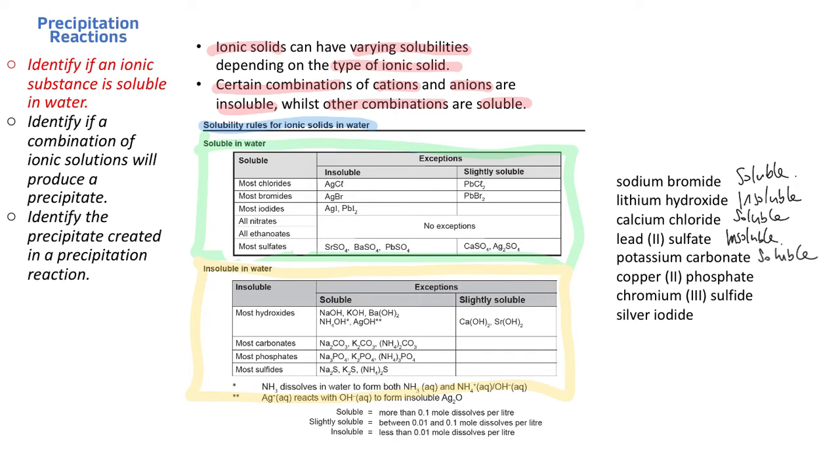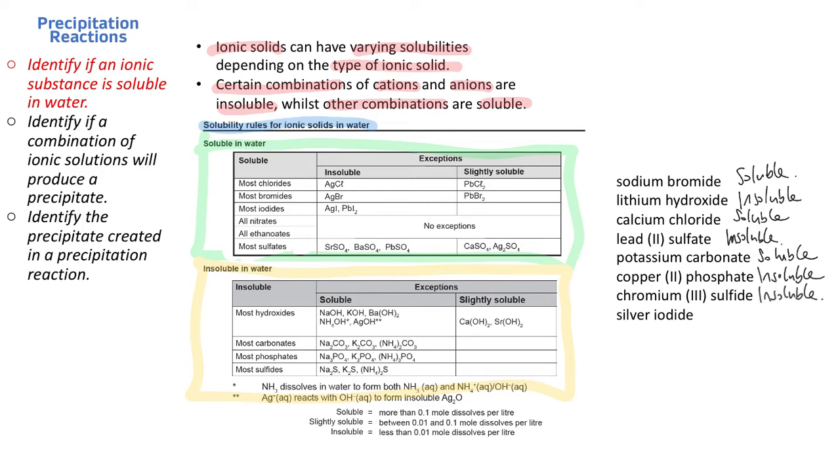Next, copper(II) phosphate. The anion phosphate is here. It's mostly insoluble unless it's an exception. So we check copper. Is it there? No, it is not. Therefore it's not an exception to the rule, so it's insoluble. Next, chromium(III) sulfide. We find sulfide here. Is chromium an exception? No, it is not. So therefore it is insoluble.